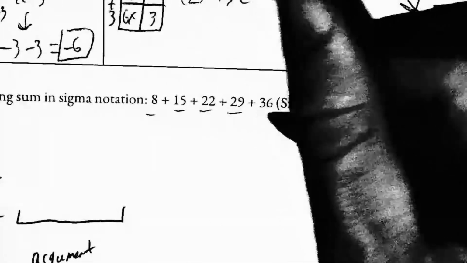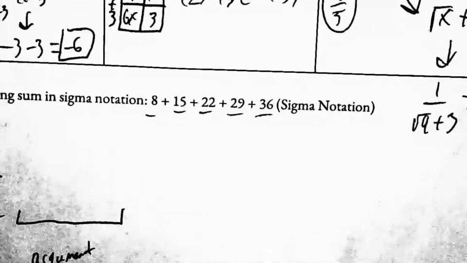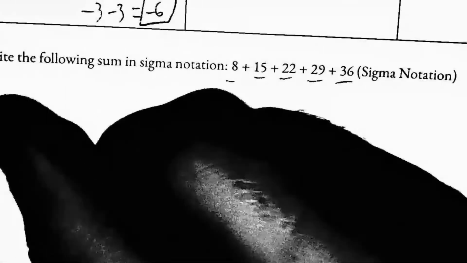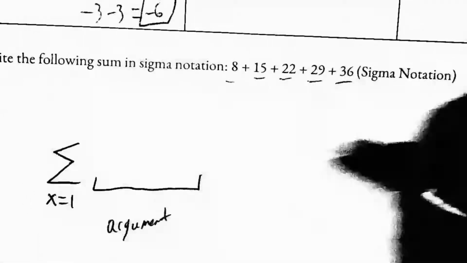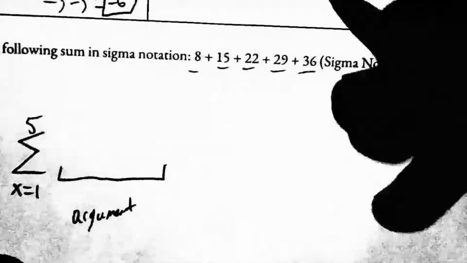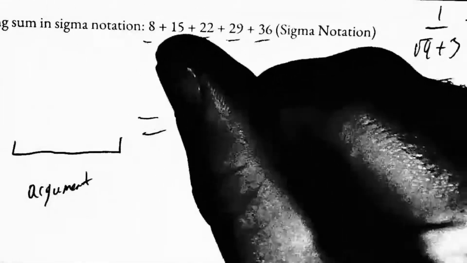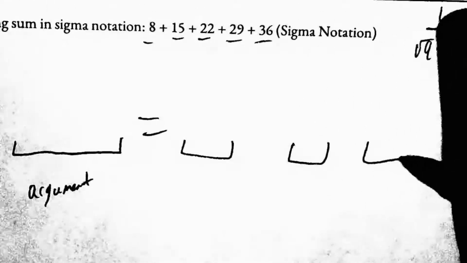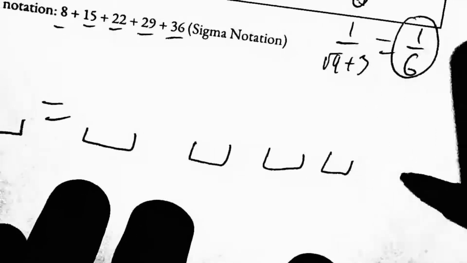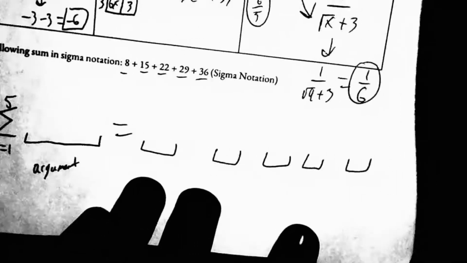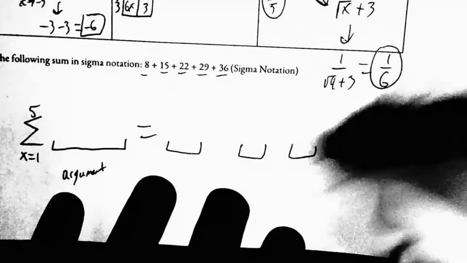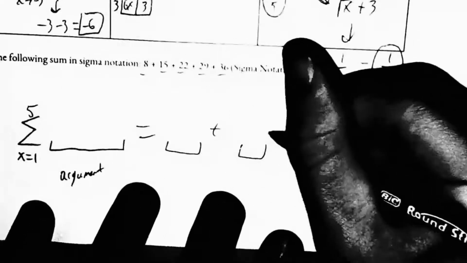So a good place to start is just looking at it. We have 8, 15, 22, 29, 36. How many values do I have? I have 5. So let's make 5 terms. If I put a 1 here and a 5 here, that means I'm going to have 5 terms: 1, 2, 3, 4, and 5. I'll kind of show you what that looks like. These 5 terms here. So we're going to add these 5 terms together.